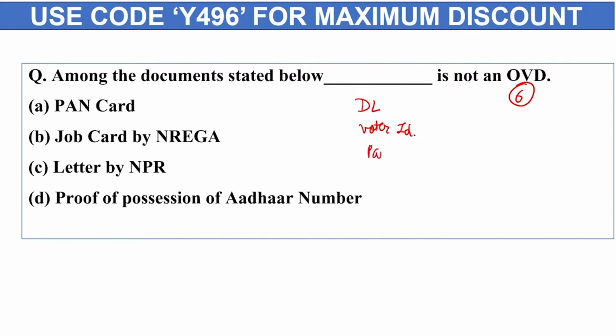Okay, and next is your passport. So this is also your officially valid document. So these three and the last three are the 6 officially valid documents. PAN card is not anymore an officially valid document. A lot of bankers are confused, but do not be confused. It has been removed from your officially valid documents. The right answer is A.